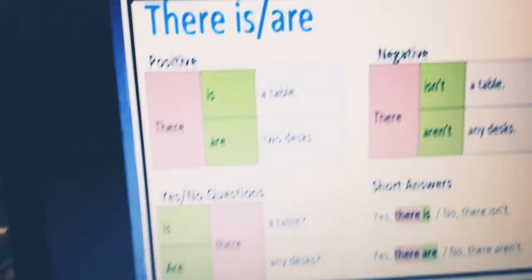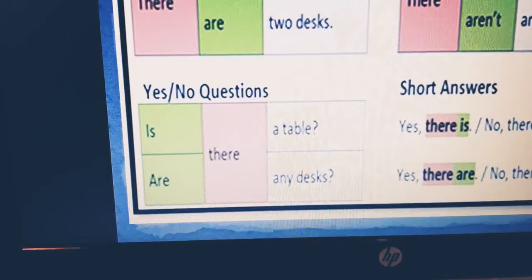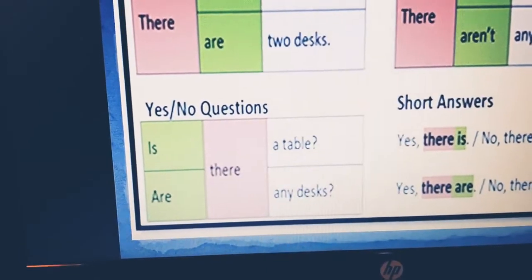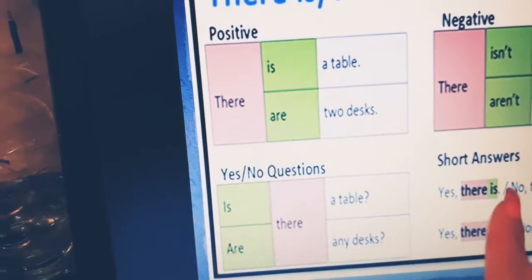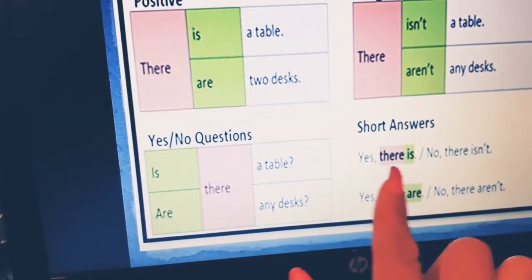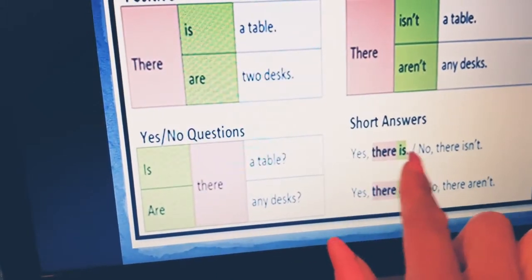Okay, so what about when it's a question? Is there a table? Are there any desks? Short answers. My question is yes or no. This is the short answer. So, is there? Obviously, you have to say yes, there is, or no, there isn't.